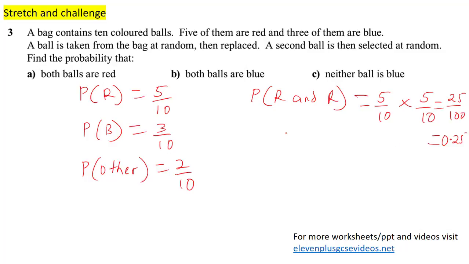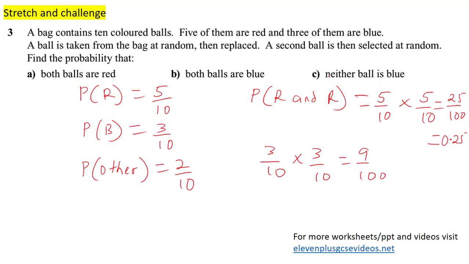Okay. That both balls are blue. So you're going to have the chance that a ball is blue is 3 out of 10. So that's going to be 3 over 10. And another blue again is 3 out of 10. So that's going to be 9 out of 100. Okay, so 9 out of 100. That's what I want you to understand there.